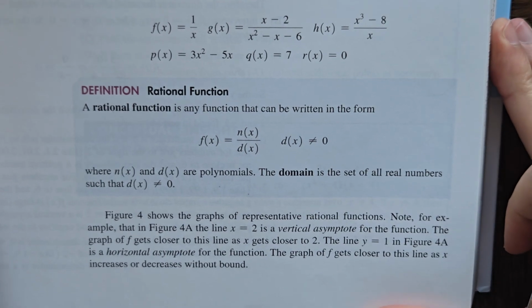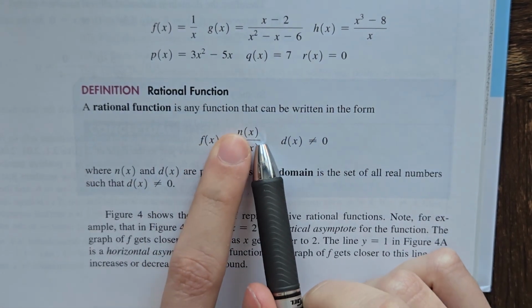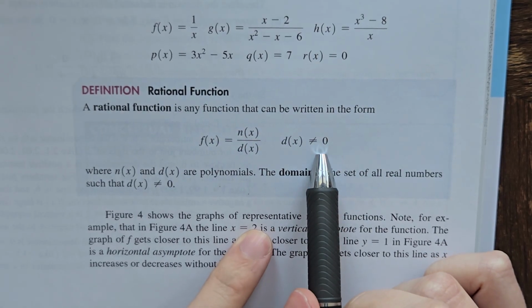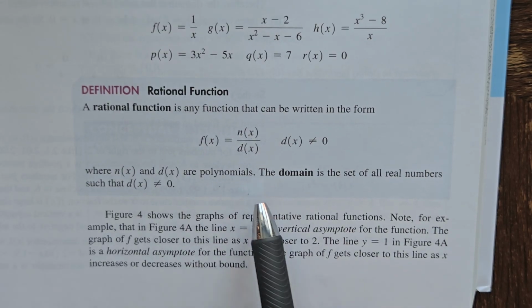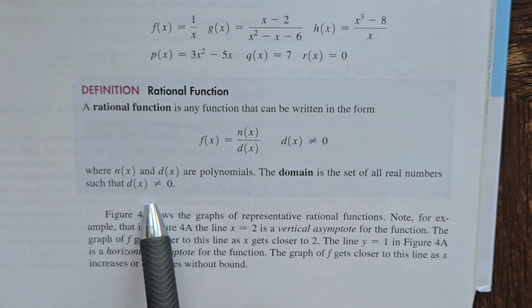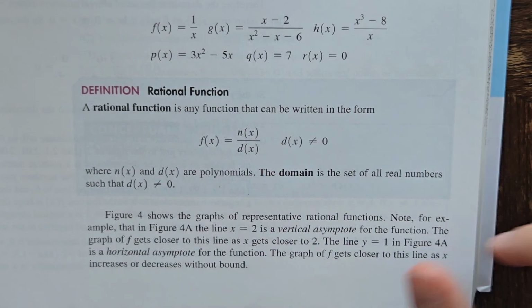Okay, so rational function. This is a function that can be written of the form f of x is equal to n of x over d of x, where d of x is not equal to 0, where n and d are just polynomials that we just talked about. The domain is the set of all real numbers such that that bottom function is not equal to 0, because otherwise we'd have that division by 0, right? So we've got to be a little bit careful of that. Let's go through an example of these rational functions real quick.